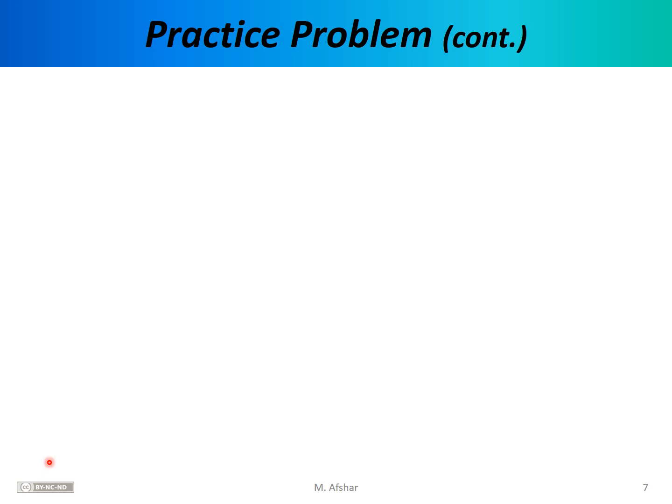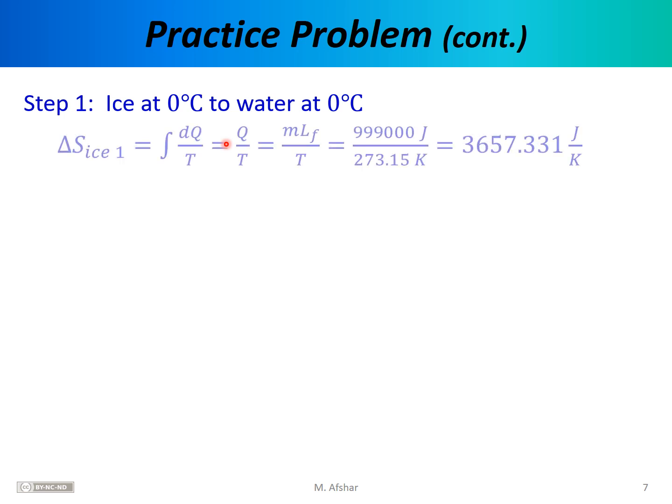So during step 1 of this process, what we have is a phase change at a constant temperature, and then in step 2, the temperature is changing while the phase remains constant. So we'll calculate the change in entropy of the ice in 2 steps. Step 1 involves a transition of ice at 0 C to water at 0 C. So we're just talking about the melting of the ice without a temperature change. If you want, you can think of this as an isothermal process.